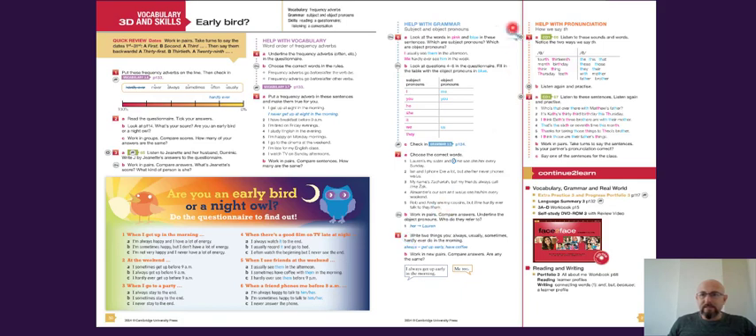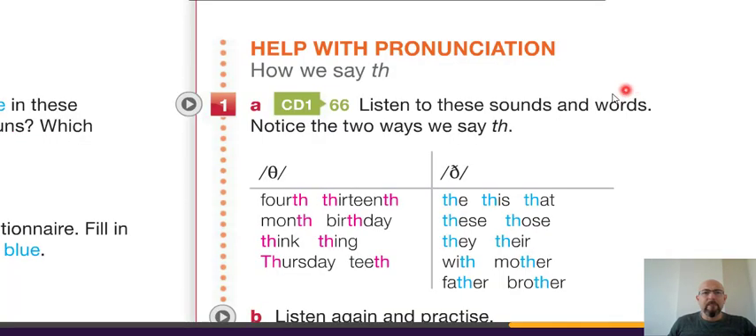Okay, the last exercise here, it's about pronunciation, help with pronunciation, how we say TH. TH has two different pronunciations. From this we say think, so it's th. And this is this, the, that. So this is the. Okay? So listen to them.